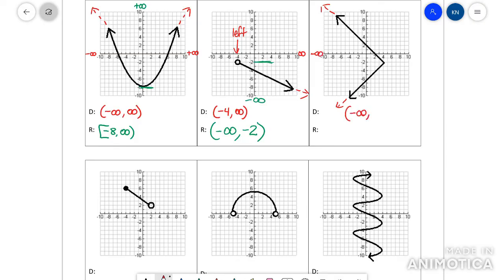Then how far right it goes, this would be the furthest right that it goes, 4. And it looks like it actually hits 4, so I'm going to use a bracket there.